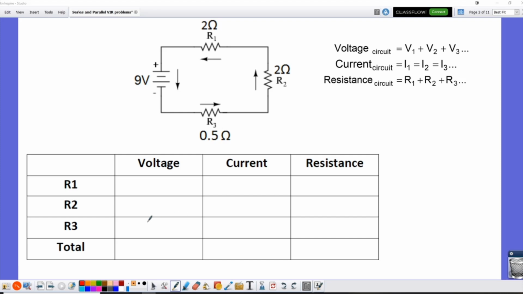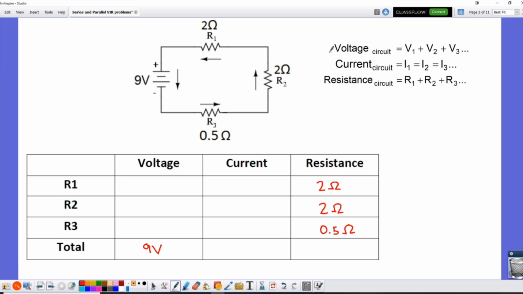The first step that you want to do in a chart like this where you have voltage, current, and resistance is just fill in what you already know. So we know the total voltage because that's what's labeled on the battery. So the total voltage that we're given here is going to be equal to 9 volts. All right, and we know the resistance of each individual component here. So we know the resistance of our resistor 1, that's going to be 2 ohms. For resistor 2, it's also going to equal 2 ohms. And then for resistor 3, it is equal to 0.5 ohms.